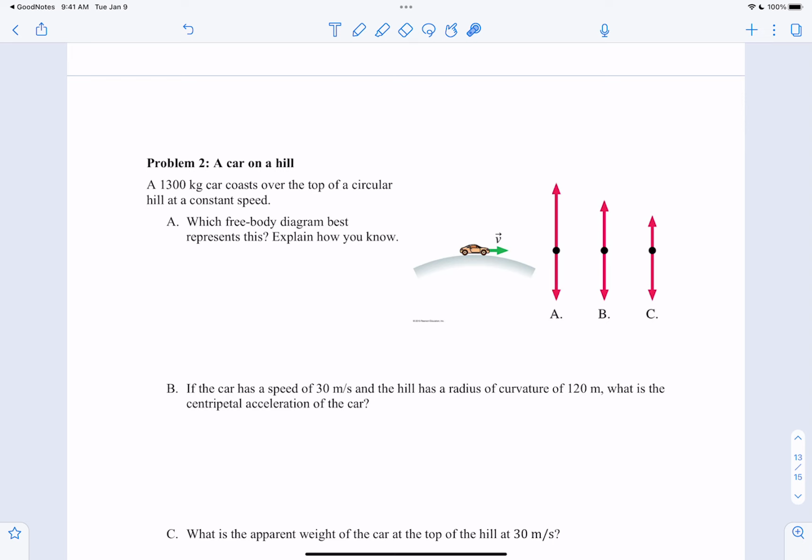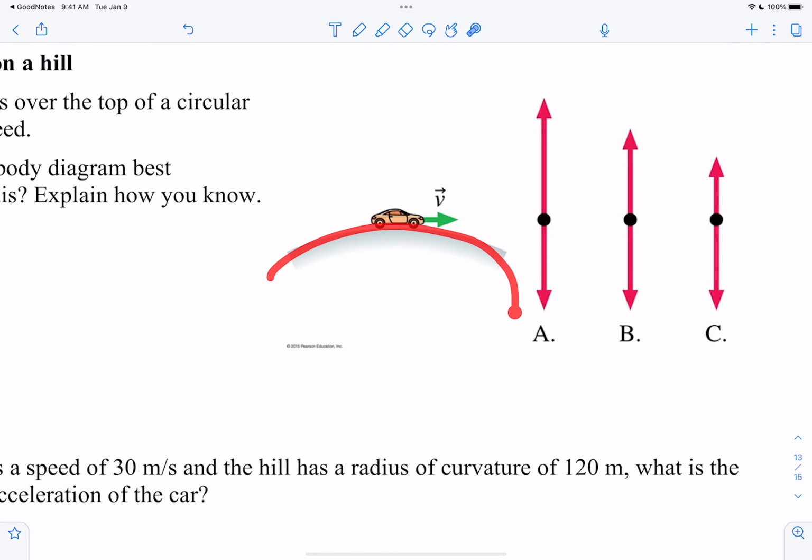Exactly, right? So we should have a centripetal acceleration. If we're thinking about this as a circle, it should point radially inwards. So there should be a force offering centripetal acceleration pointing towards the middle here. What do you think that force is going to be? If we just have a car coasting on this hill, what do you think is going to offer that centripetal acceleration in that case?